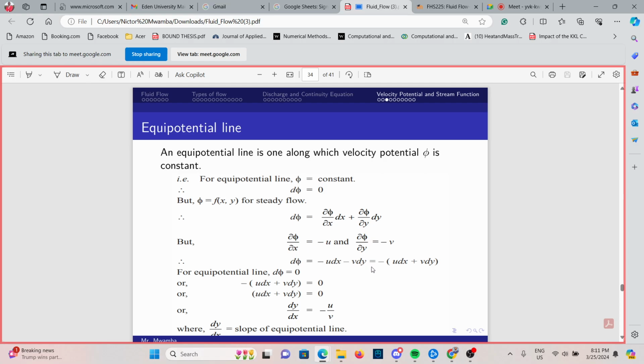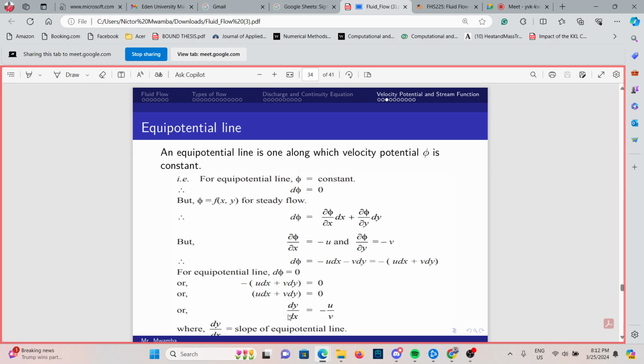Then factorizing the negative, you end up with u dx plus v dy, which is still a difference equation. But remember, we said that the velocity potential is constant at an equipotential line, and its derivative is equal to 0. So it means that we can equate this section to 0 here, because this phi is 0. So we can equate it to 0, and then the negative can be divided out. You obtain this equation, and then we can make dy/dx the subject of the formula to obtain the last equation here.